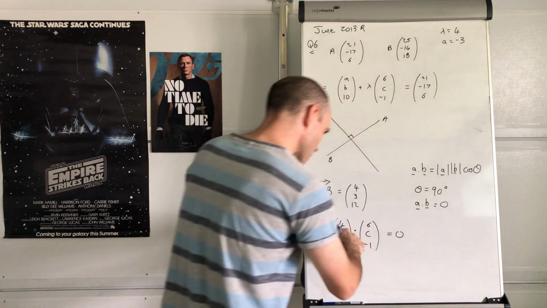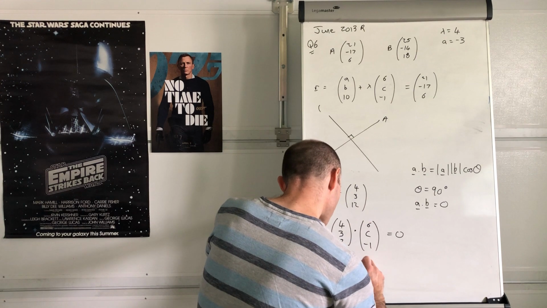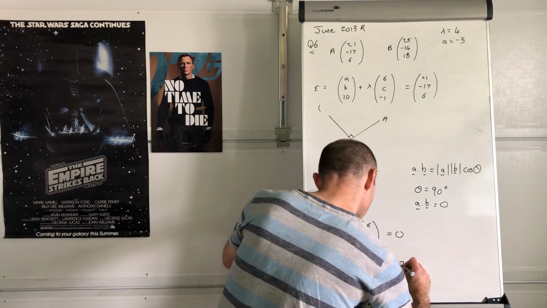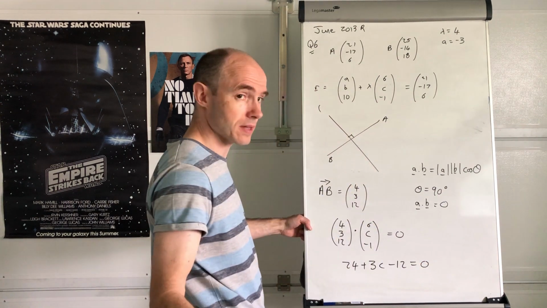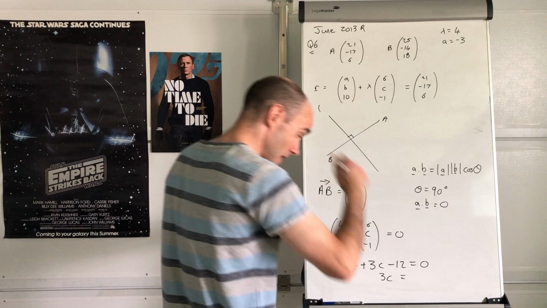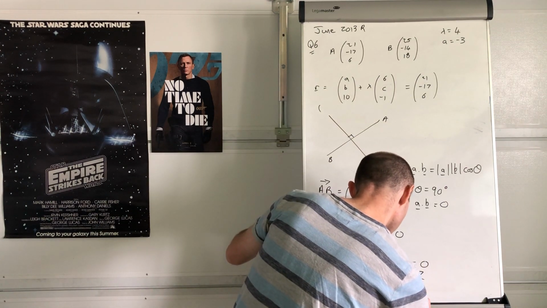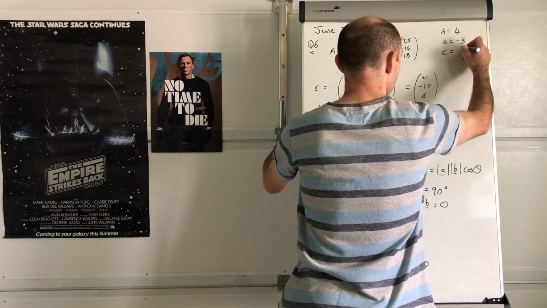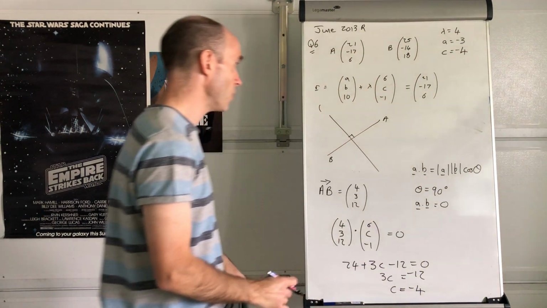So what that means is we're going to do 4 times 6 added to 3 times c added to 12 times negative 1 equals 0. Okay, so that means 3c is equal to negative 12, so that means c is equal to negative 4. I'm going to write that up there. Okay, so c is equal to negative 4.